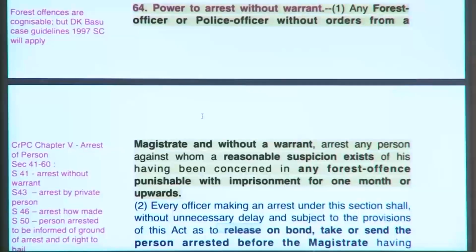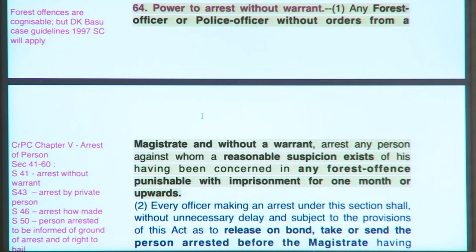Next, the forest officers or the police officers have the power to arrest without warrant, which means that these offences are cognizable. What is the difference between a cognizable and a non-cognizable offence? A cognizable offence is one where you can arrest a person without warrant. These are typically reserved for offences that are more grievous in nature, but this act prescribes that any forest offence is a grievous offence, and so it is a cognizable offence.